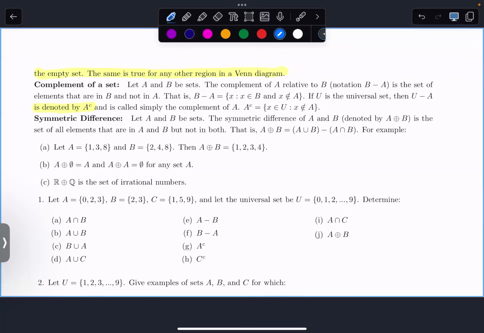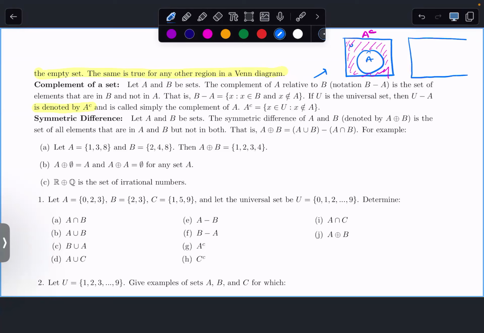Now, how cool is this, for when I get lazy. The complement, if you had to visualize it: here I've got the universal set, and here I've got A. Let's start little, right? Anything that's not in A is the complement of A. What about leveling up?